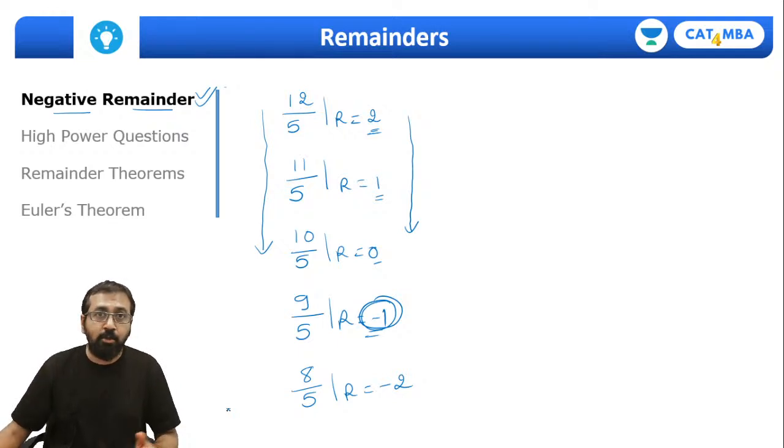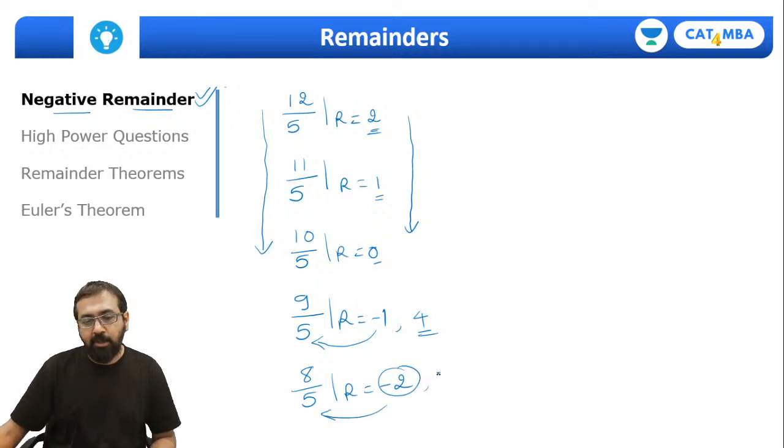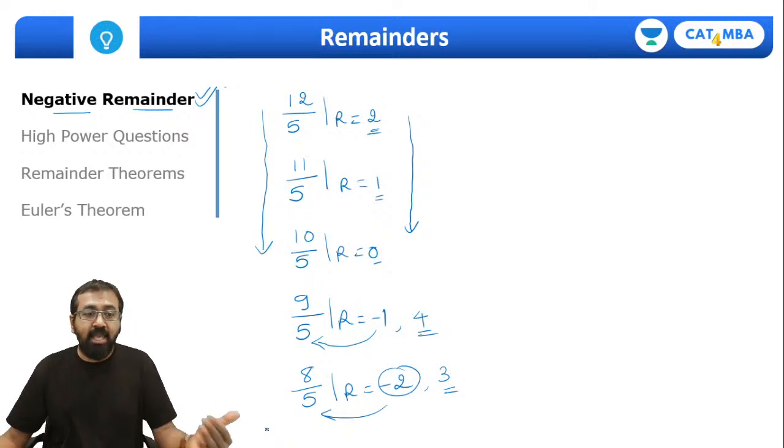So how to get that positive remainder back? Whatever negative remainder you have got, you just add it to the divisor and you will get positive remainder. So -1 added to 5, the final remainder is 4. -2 added to 5, the final remainder is 3. So this is how we can get the positive remainder from the negative remainder. And negative remainder is going to be extremely useful.